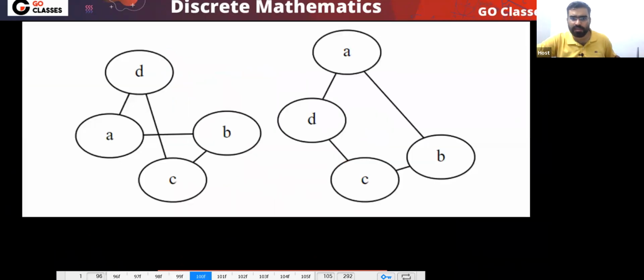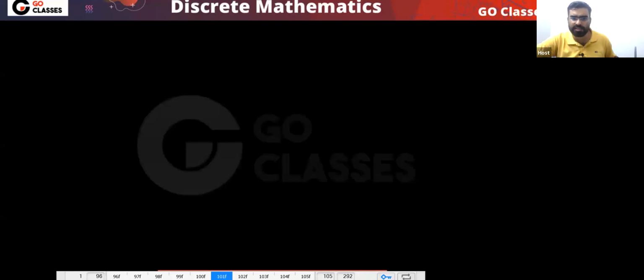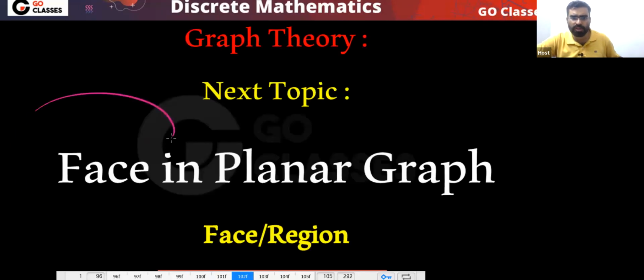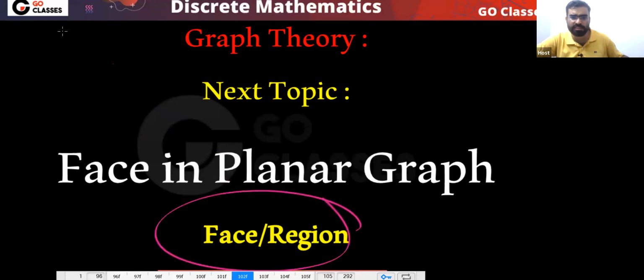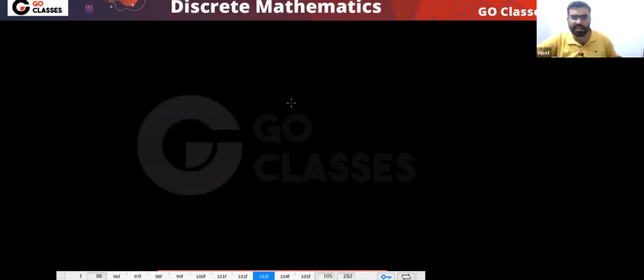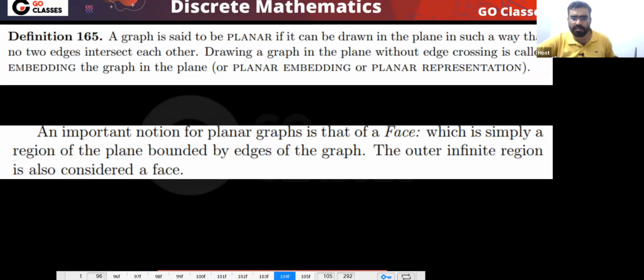Okay, very simple. This is a planar graph because you can create a planar representation. So you know what is a face in a planar graph. A face is basically an area surrounded by edges. The definition of face: a region of the plane bounded by edges.